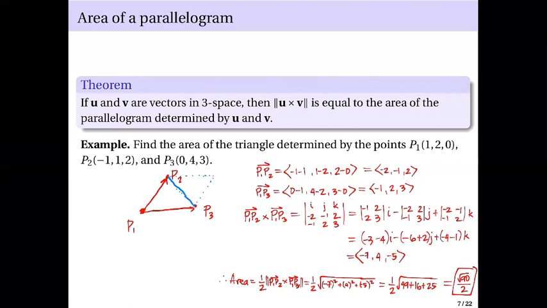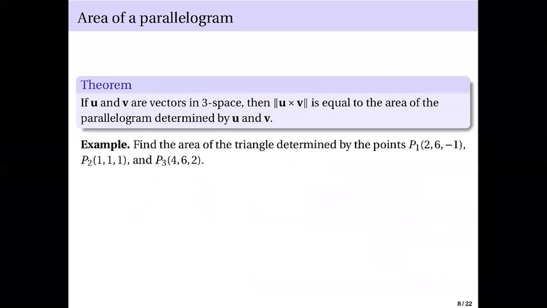Another example here. Find the area of the triangle determined by these points. So similar solution. Again, you can work with me. I'll be working on this slide here, and please work on your desk and let us compare answers. I'll use P1 again as my initial point.